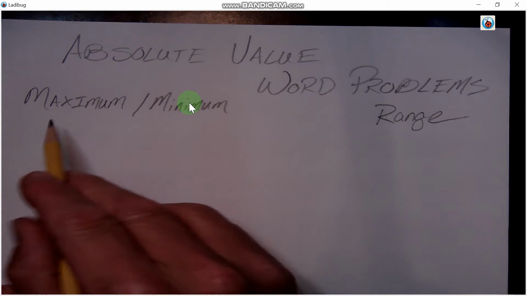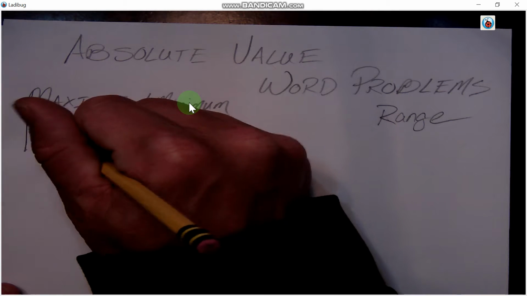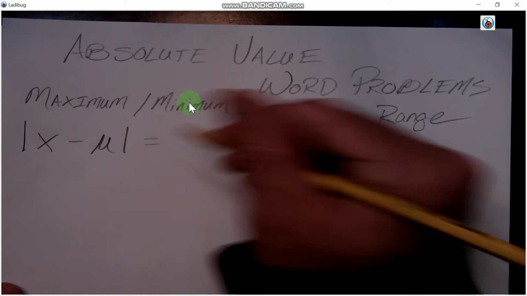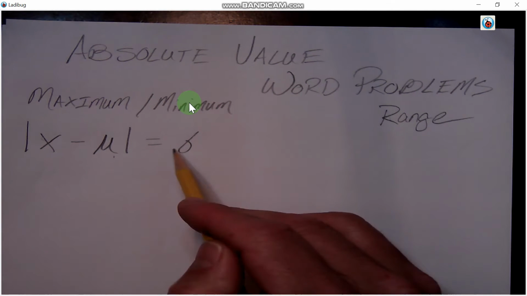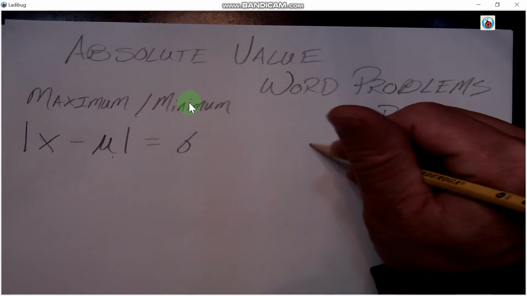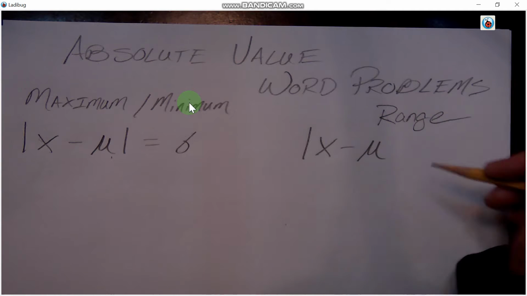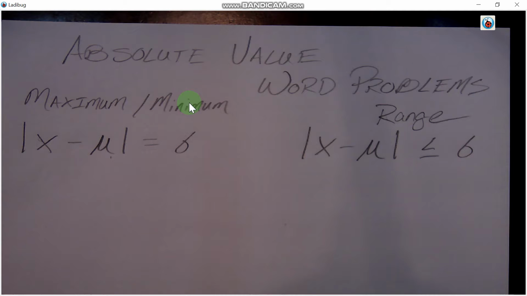The maximum and minimum will look like this: x minus mu equals sigma. Those are just the names of the symbols, so don't anybody freak out about that. And then the range, we've got x minus mu is less than or equal to sigma. So that's going to be your general setup for your word problem equations or inequalities.